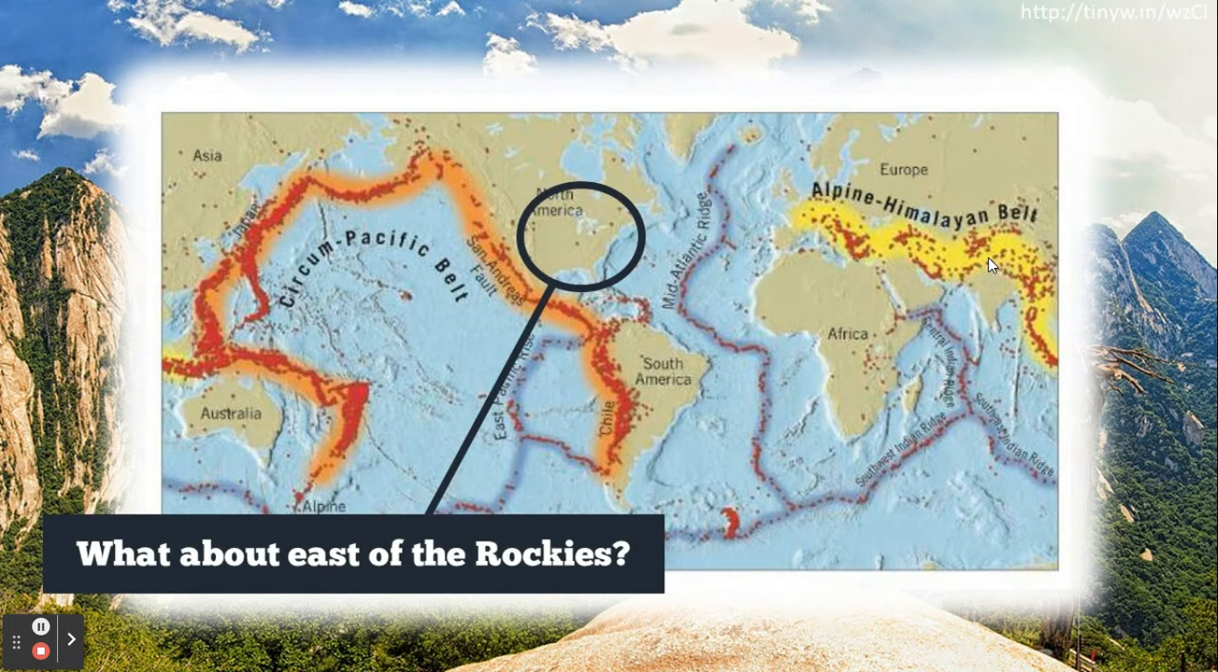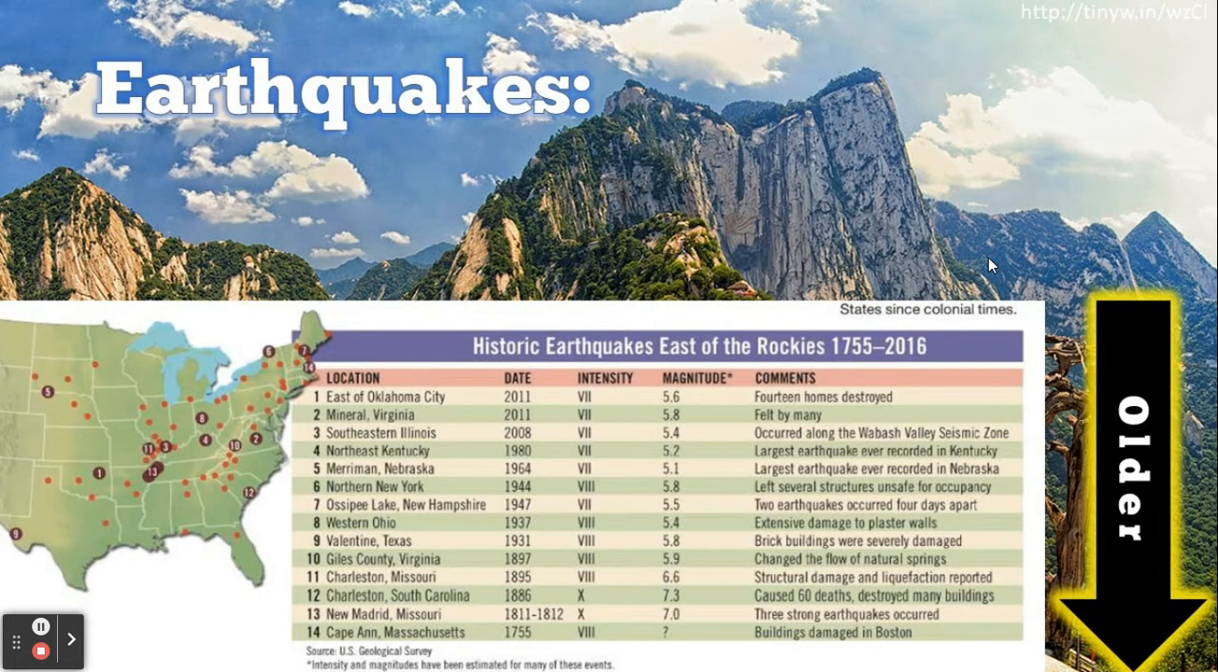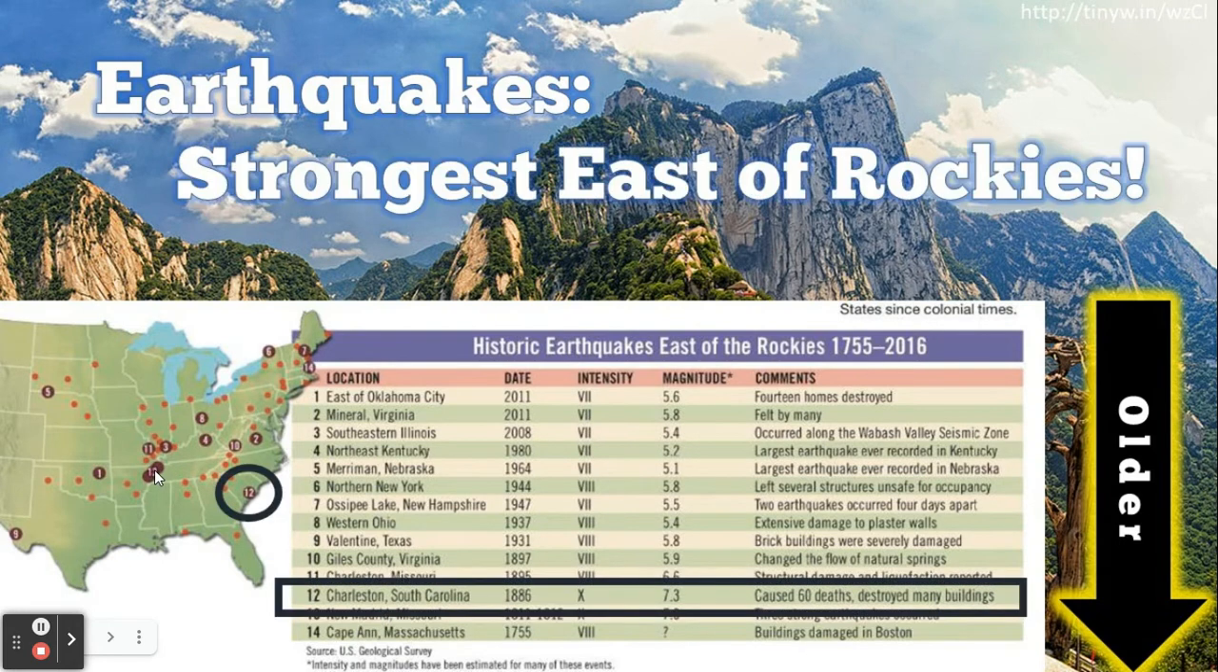So if we're focusing on America, what about this whole area that's east of the Rockies? Well, we certainly have several very big earthquakes that have happened in U.S. history east of the Rockies. I don't know exactly why they're ranked here from weakest to strongest. It seems like it could be more useful the other way around. But for example, here, this one in New Madrid, Tennessee.